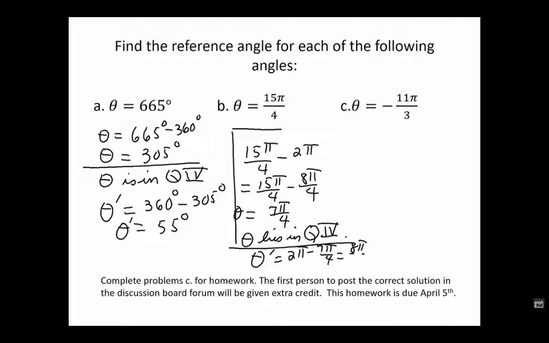2 pi is 8 pi over 4, minus 7 pi over 4. 8 pi over 4 minus 7 pi over 4 is pi over 4. So the reference angle for 15 pi over 4 is pi over 4.